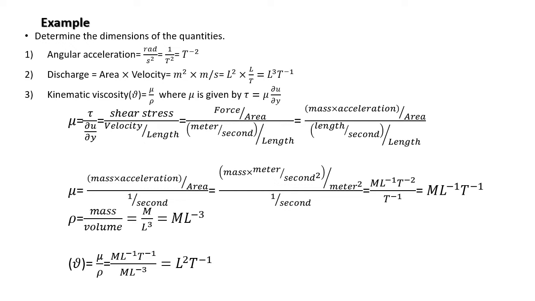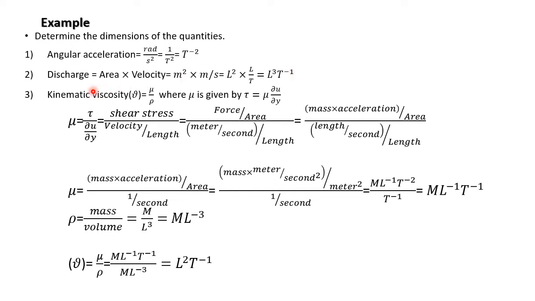In a similar way, the unit of discharge is meter cube per second. The formula for discharge is area into velocity. So what is the unit of area? It is meter square. And what is the unit of velocity? It is meters per second. So when I combine, I get meter cube per second. What is the dimension of meter? It is length. So meter cube becomes length cube, divided by second, which is divided by T. So I can write this as L cube T to the power minus 1. So the dimension of discharge is L cube T to the power minus 1.